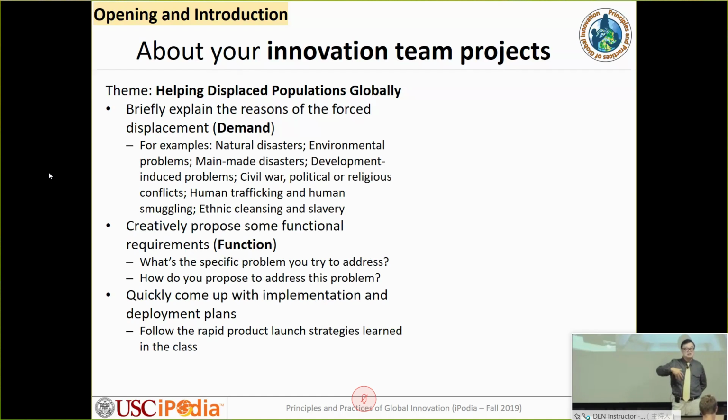So people will very naturally end up using your product, and eventually your product or your service becomes a dominant design, then you succeed in the mainstream market. So here you should refer back to what we learned in the class.